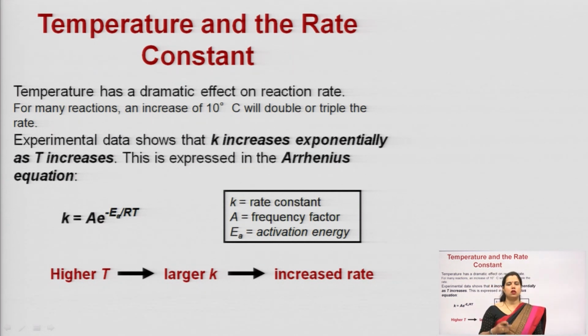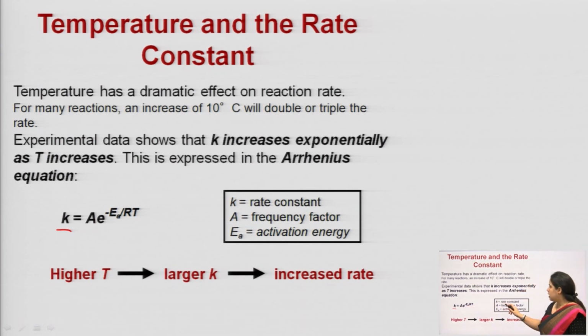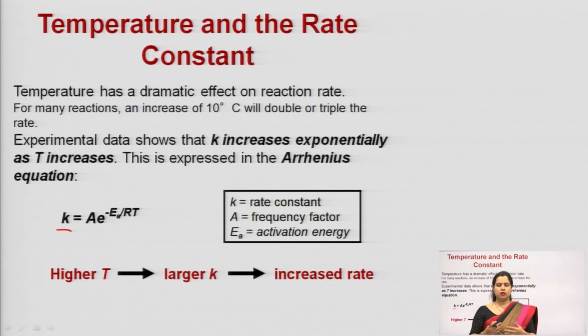This is expressed in terms of the Arrhenius equation. In the Arrhenius equation, K = A e^(-EA/RT), where K is the rate constant, A is the frequency factor and EA is the activation energy. Activation energy basically is affected by increase in temperature. So, the higher the T, the larger the K and the increased rate of reaction.